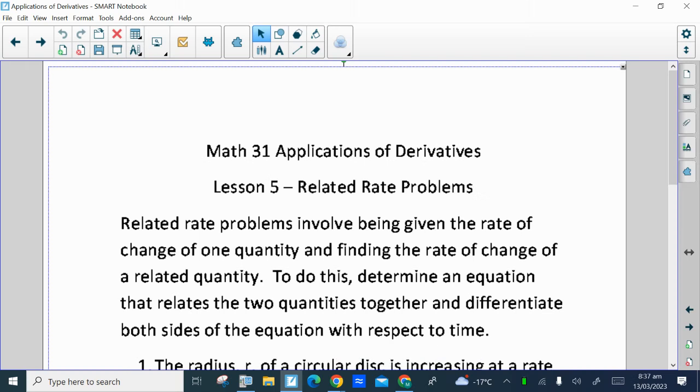So we've got 2 days to spend on related rates. And then on Wednesday, you guys will write your test on derivatives and applications of derivatives.